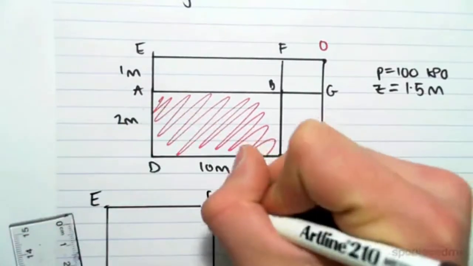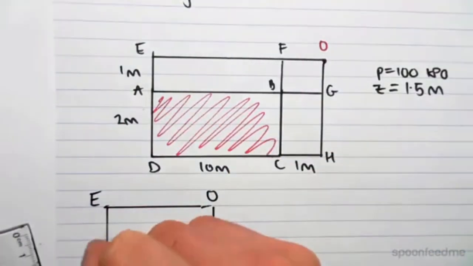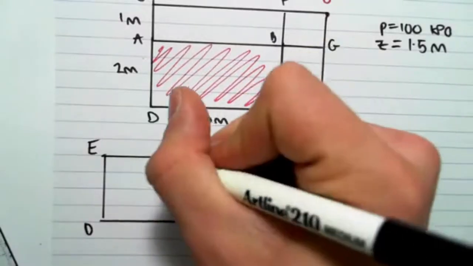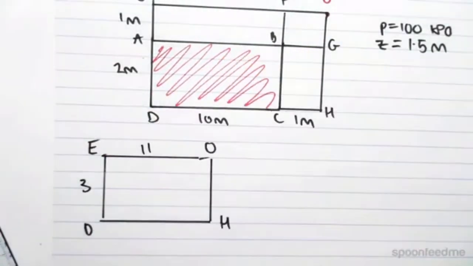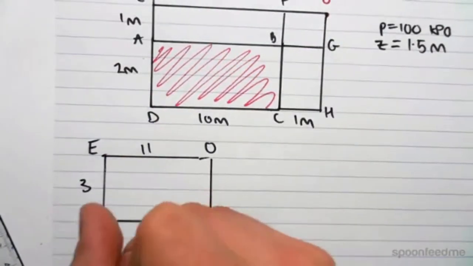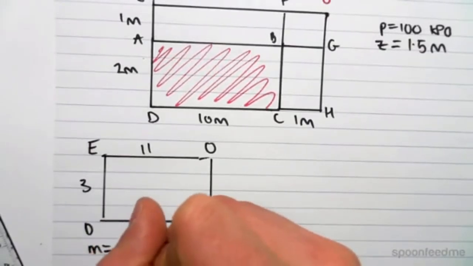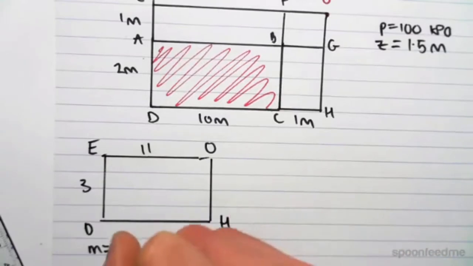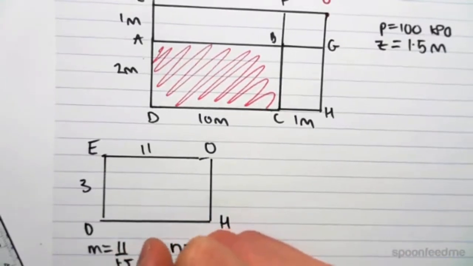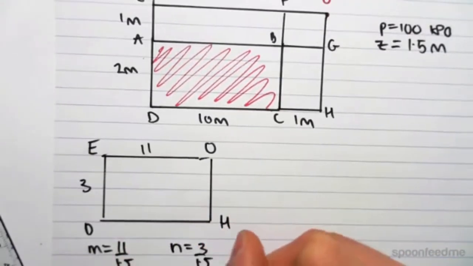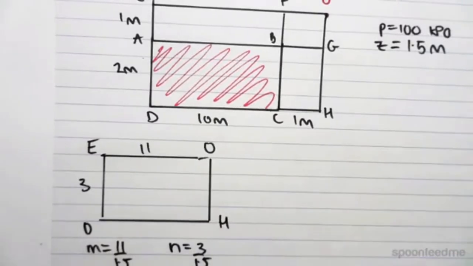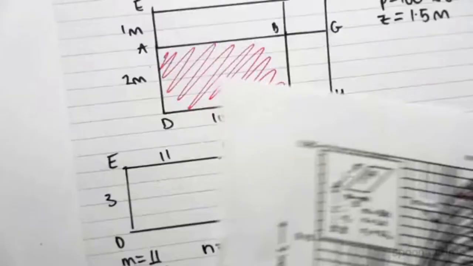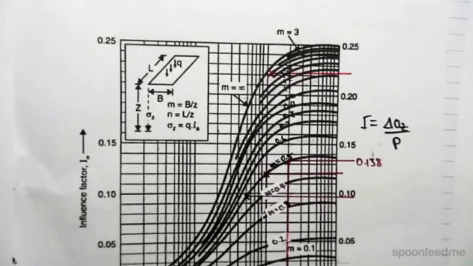EOHD has dimensions of 3 meters and 11 meters. So we'd go ahead and find M, which is 11 on 1.5, and N, which is 3 on 1.5. This gives us 7.33, and this gives us 2. We then come to our graph. So we have 2 and 7.33.